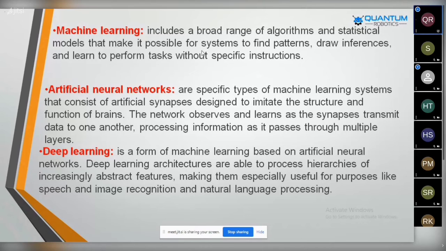Okay, then when we go to the artificial neural network, these are specified types of machine learning systems that consist of artificial signal processing designed to imitate the structure and function of the brain.